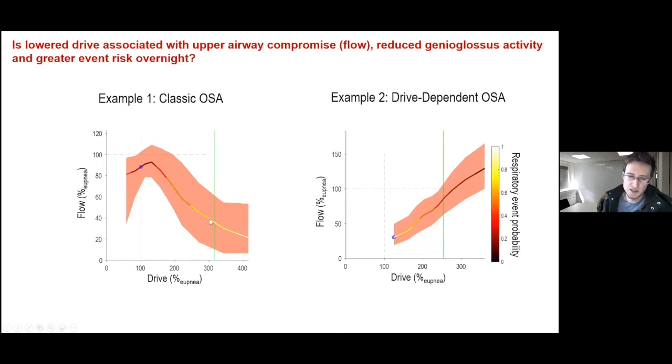The more yellow you get, the more likely a patient is to be in a respiratory event at that level of drive. So in this person, as flow goes down, drive goes up, and they end up in an event. Whereas in the drive dependent example from before, with the 10 different values of drive, as drive goes down in this person, flow goes down, and they end up more likely to be in a respiratory event. So which is the typical behavior?